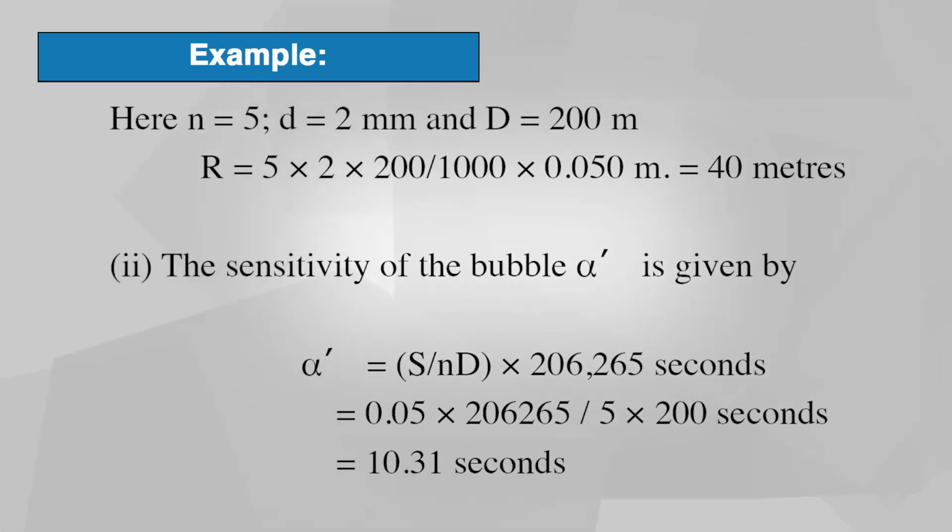Thirdly, the sensitivity of the bubble, alpha dash, can be calculated as S upon Nd multiplied by 206265 in seconds. So, as you know, S is 0.05, N is 5 and capital D is 200. So, we will put these values in the equation and we will find the value as 10.31 seconds.